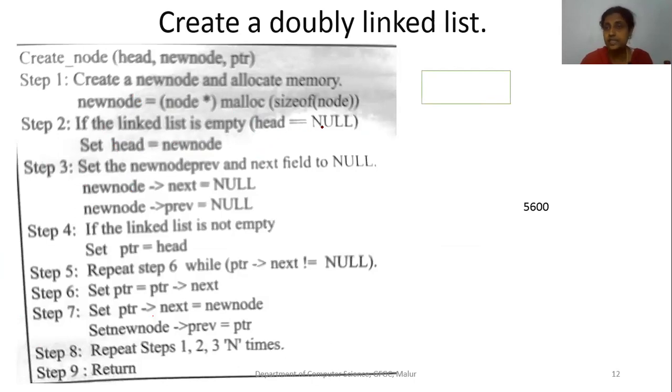Check whether your head is null. In case head is null, so see here head is null, means create a new node. The new node is created at the address 5600. So what we need to do is give this new node address to head. That's all. So what's going to happen? A link would have been established between these two nodes.